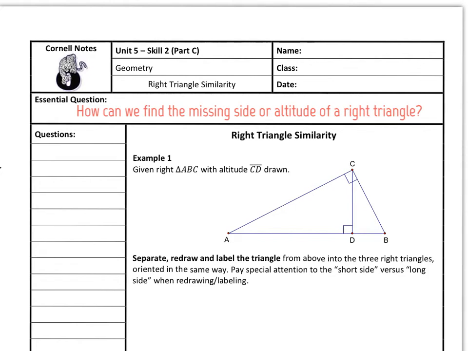We're ready for Unit 5, Skill 2, Part C, which is all about right triangle similarities. So far you guys have seen triangles that are similar, but we're going to focus today on what's special about when you have right triangles that are all similar. So our essential question for today is how can we find the missing side or altitude of a right triangle?